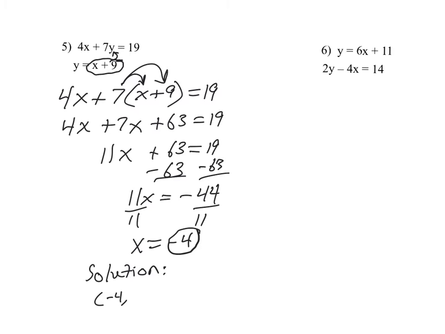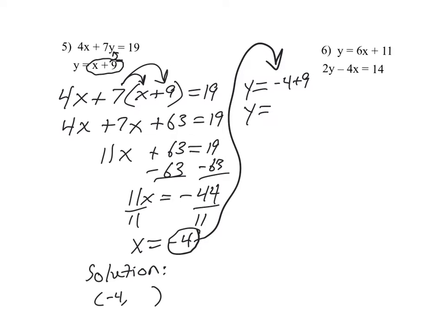Negative 4, comma, we don't know the y yet, so I've got to take it back up and substitute it in for x in one of the two equations. Y is equal to x, or negative 4, plus 9. And when I take negative 4 plus 9, that's the same thing as 9 minus 4, and that gives us 5. You should have all been envisioning that answer in your head. And so there is my solution.